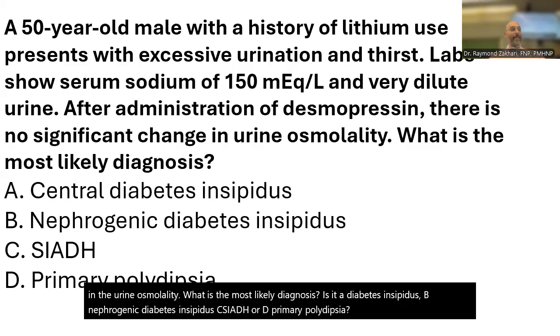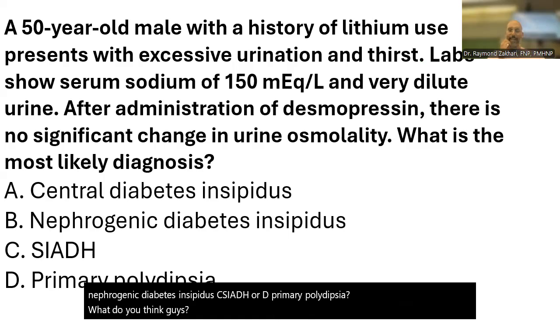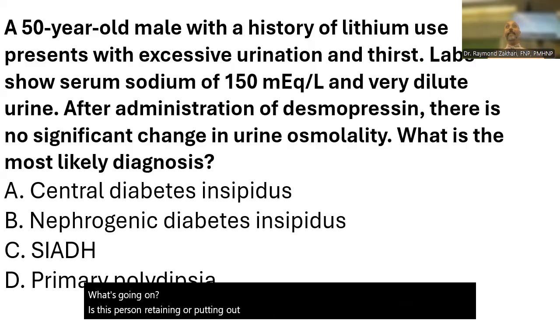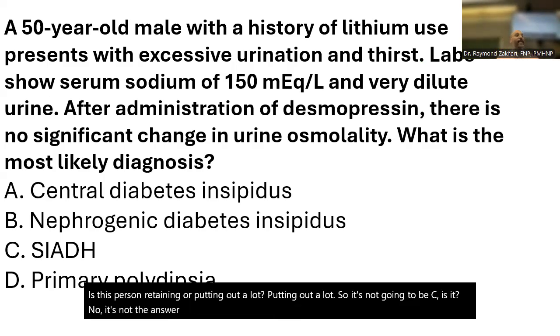What do you think, guys? Why do you think that, guys? What's the problem here? What's going on? Is this person retaining or putting out a lot? Putting out a lot. So it's not going to be C, is it? No, it's not. The answer here is B, nephrogenic diabetes insipidus.